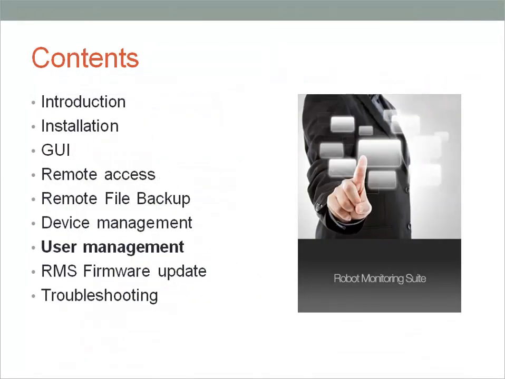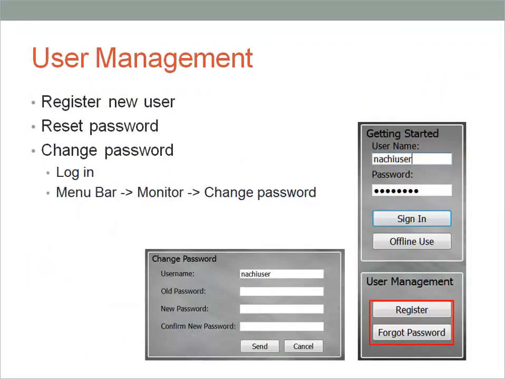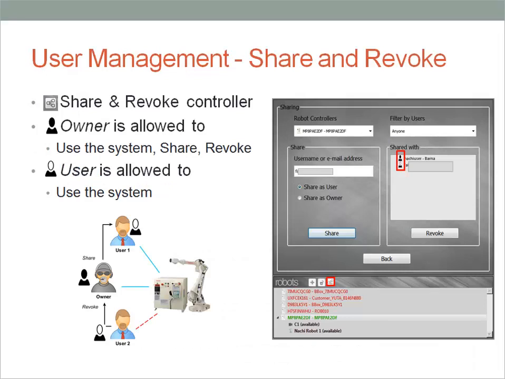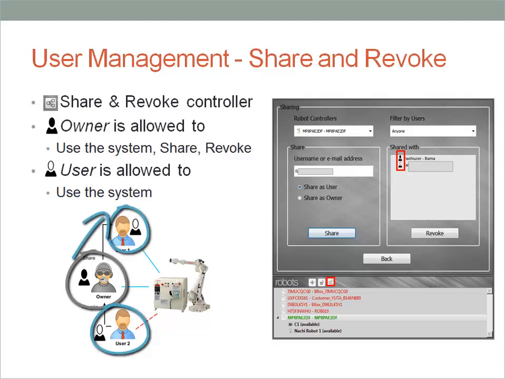In the next section I will explain how users are managed in the Robot Monitoring Suite. First, a new user has to register, after which he or she can log in to the system. Also, if you forgot your password, you can change it with the PC software. Access to robot controllers can be managed by a sharing and revoking mechanism. Each robot controller has owners and users. An owner is a user who can share and revoke a robot controller with other users.